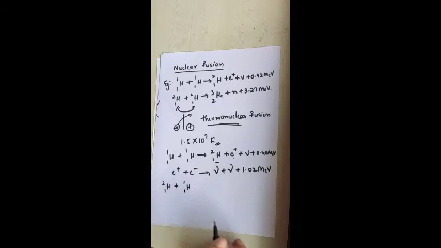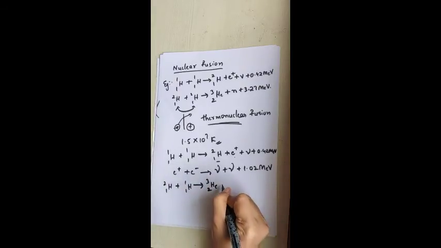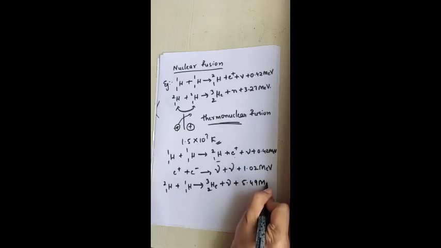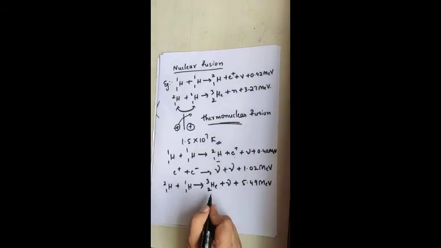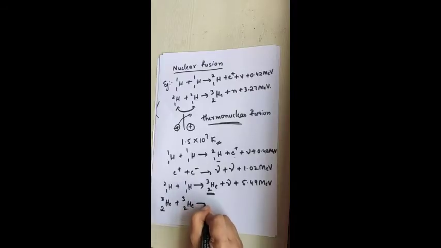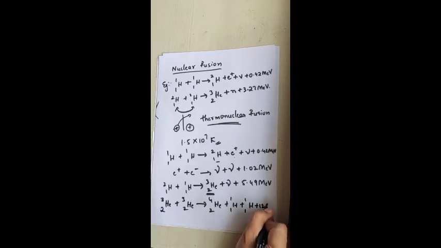Another nuclei present here is deuterium. Deuterium gets combined with another hydrogen atom and you get an isotope of helium, that is 3He2 plus a gamma photon plus 5.49 mega electron volt of energy released. Again further, this isotope of helium, when it combines with another isotope of helium, we get helium 4He2 plus two atoms of hydrogen, 1H1 plus 12.86 mega electron volt of energy.